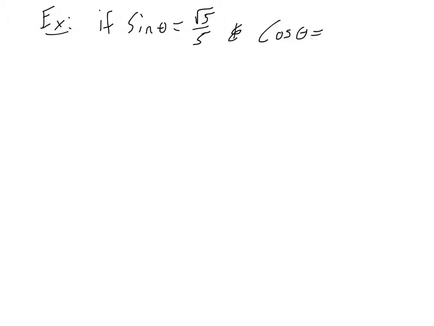All right, so let's look at some examples here. Let's say sine theta is equal to square root of 5 over 5 and cosine theta is equal to 2 square root of 5 over 5. Find the exact values of the remaining 4 trig functions.